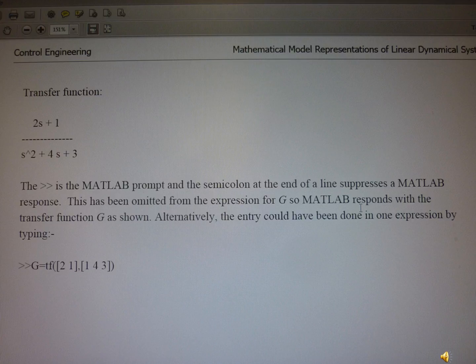So this is the numerator and denominator of the transfer function 2s plus 1 divided by s squared plus 4s plus 3. Therefore we can write the transfer function G equal to tf(2 1, 1 4 3). The first bracket is 2 1, and the second bracket is 1 4 3. This includes both the numerator and the denominator of the transfer function. That kind of transfer function you can utilize in MATLAB.